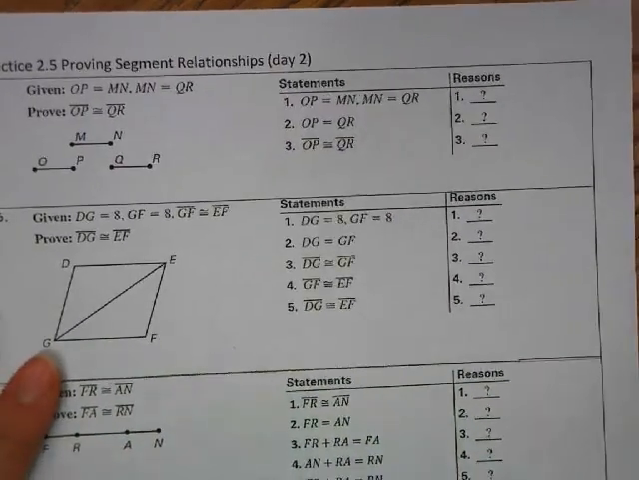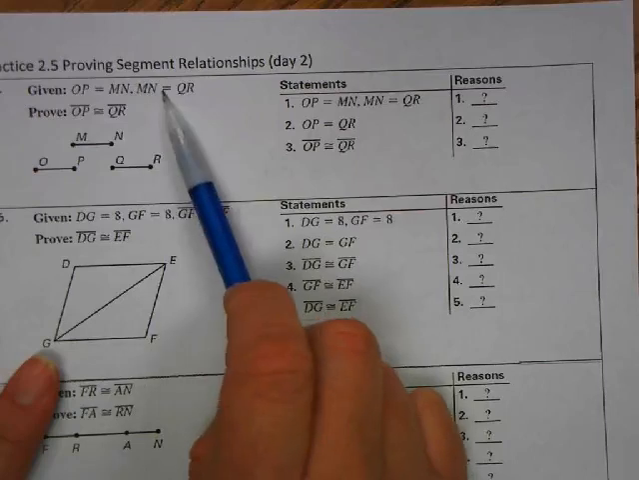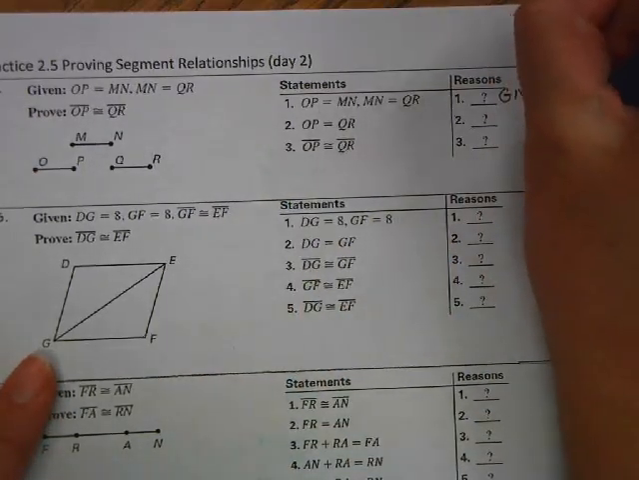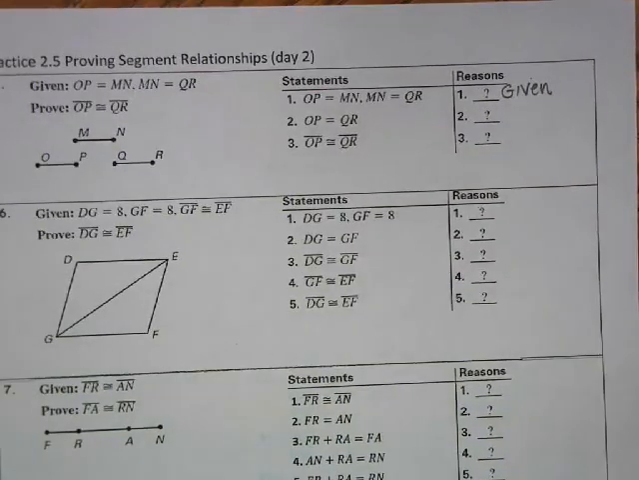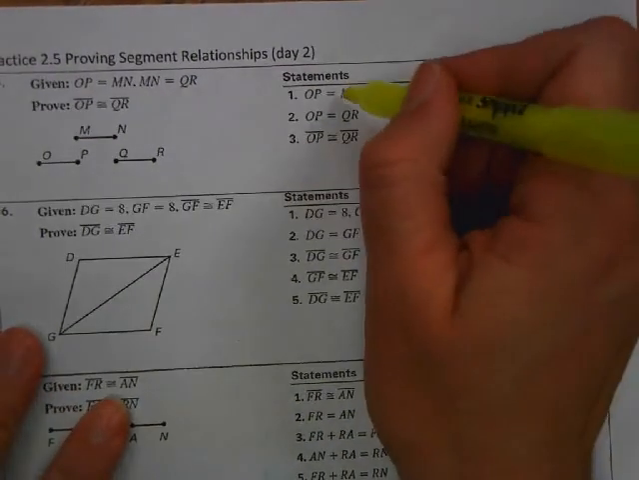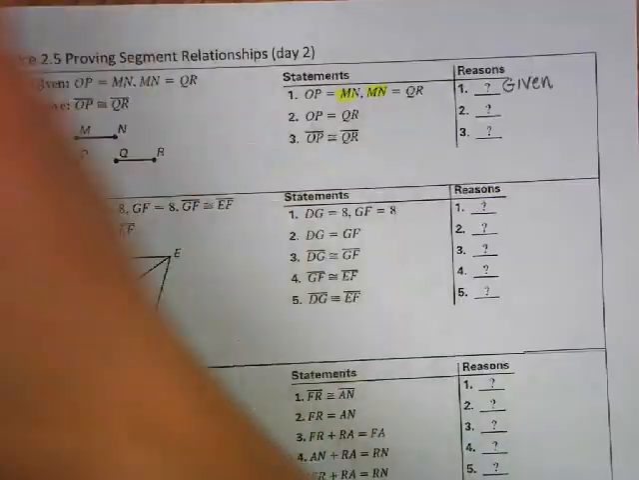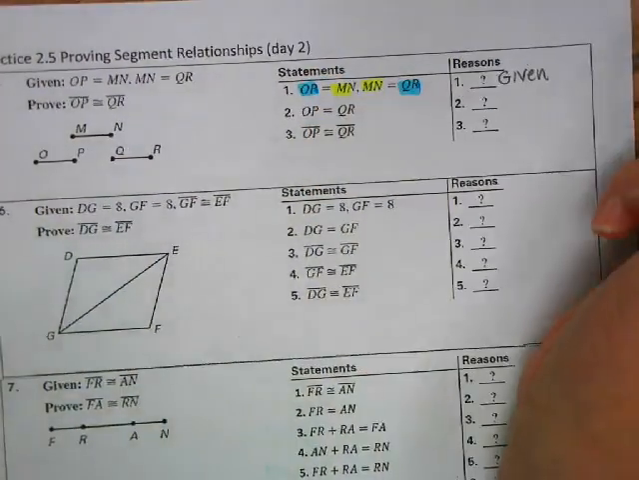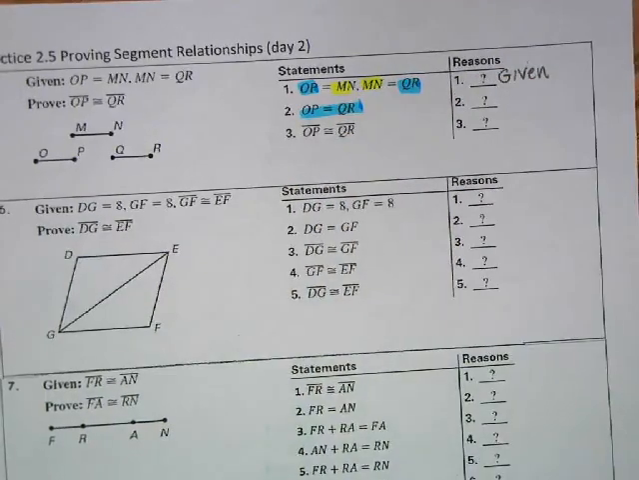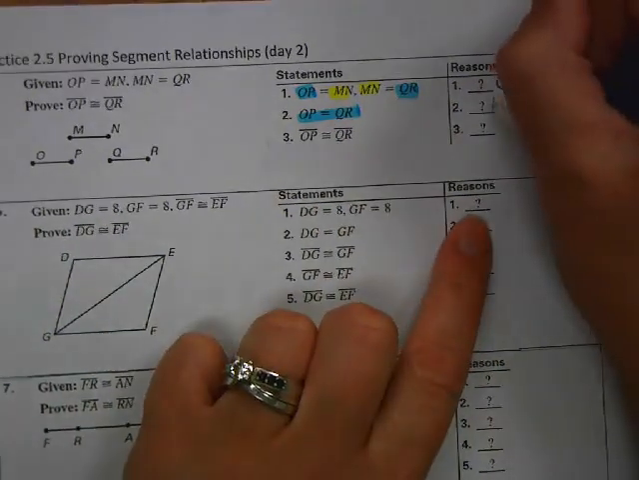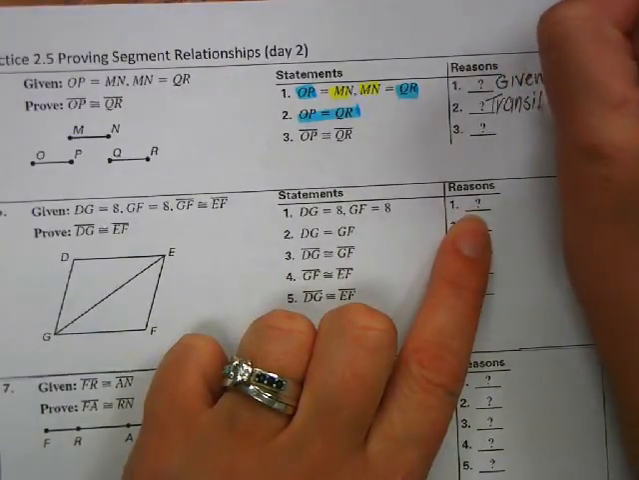Okay, number 5. It looks like they took both pieces of given information and put them in one line. So the reason for step 1 is given. And then number 2, notice that MN equals OP and QR. Therefore, OP and QR must equal each other. So there's the transitive property again.